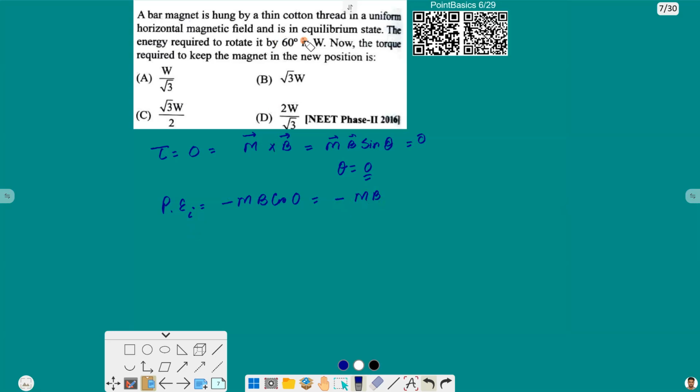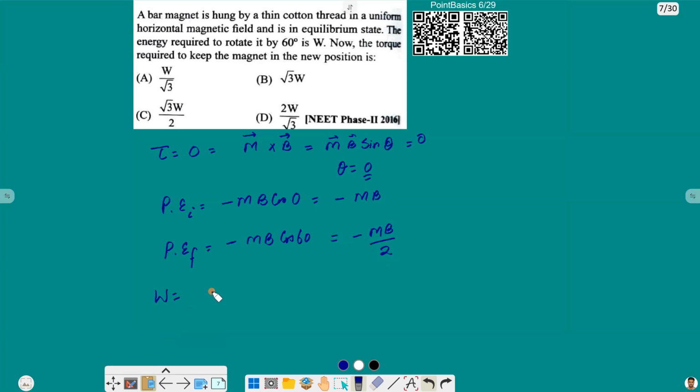Now we have to rotate it by 60 degree. So our final angle will be 60 degree. So potential energy final will be minus MB cos 60, and cos 60 is half. So it will be minus MB by 2. So work done, that is change in potential energy, final potential minus initial potential energy, so minus MB by 2, minus negative of MB, so it will be MB by 2, or we can say W is MB by 2.